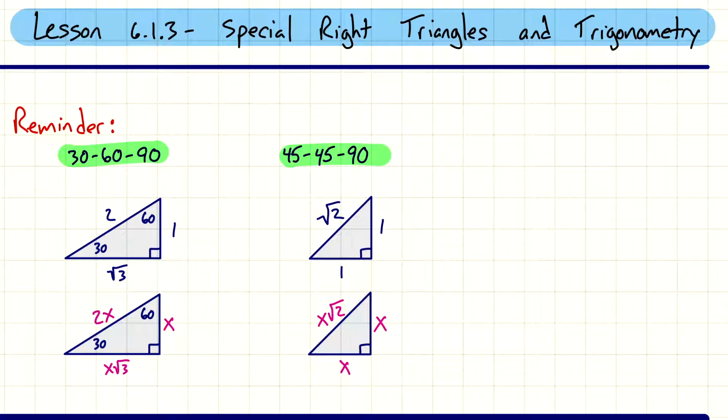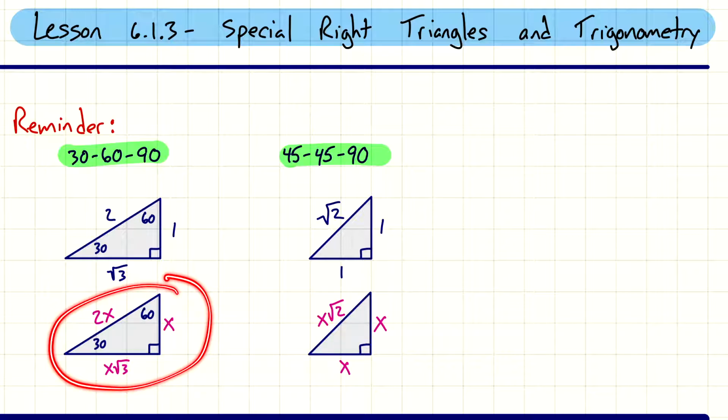The general case that we're looking at is the special right triangle 30, 60, 90, where the short leg has a measurement of 1, the long leg has a measurement of square root of 3, and the hypotenuse has a measurement of 2. So this is the base case that we compare all other 30, 60, 90 triangles to.